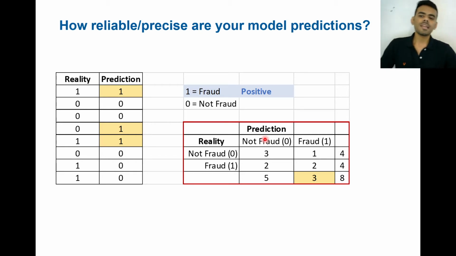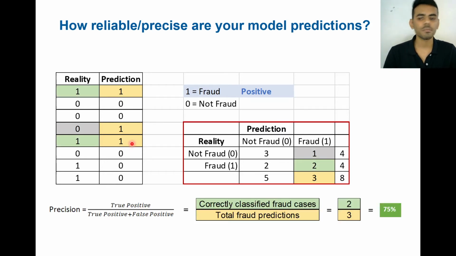Let's analyze that from our original raw predictions. Here, the question that I want answered is how reliable or precise your model predictions are. Basically, if you say a man is fraud, you better be sure it is fraud. So there are 3 scenarios where my model is predicting 1. Out of this, how many times is my model correct? That is what precision summarizes.